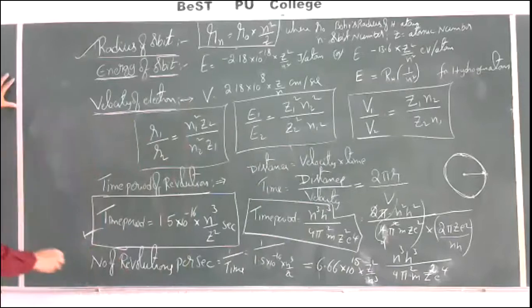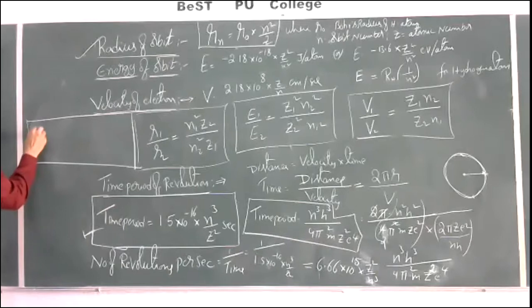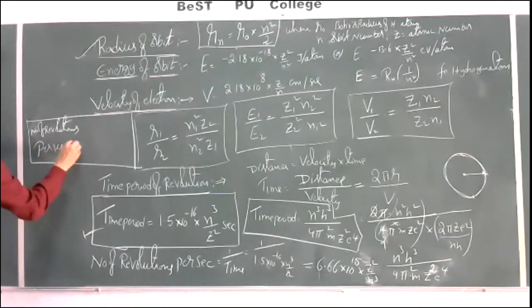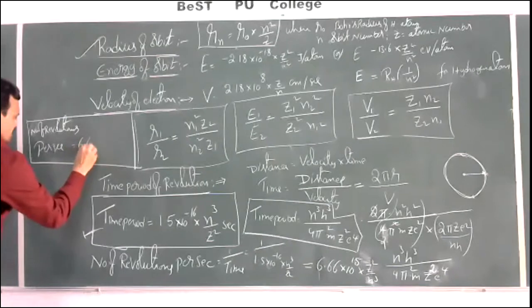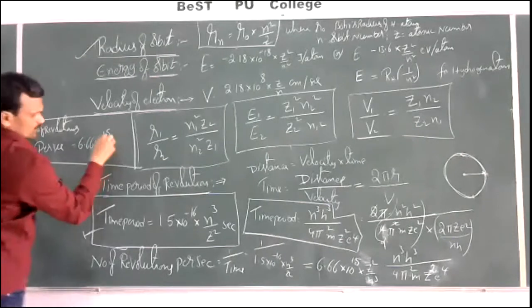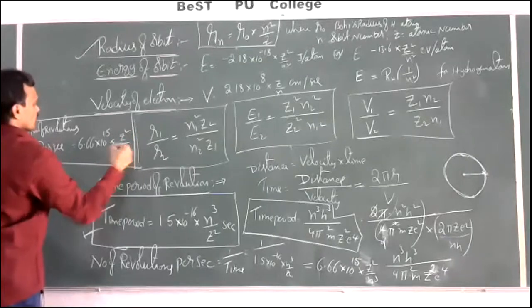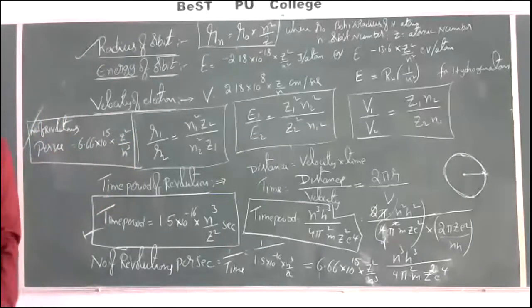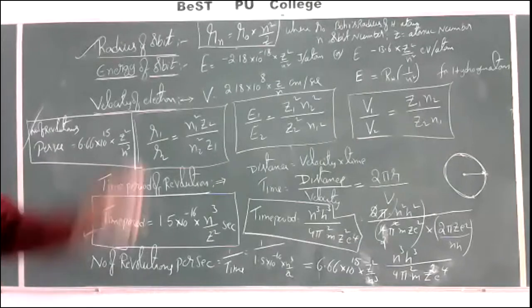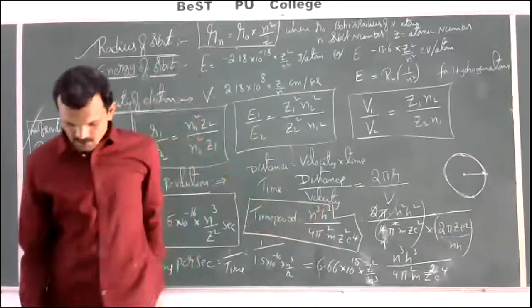I just highlight the formula here. Number of revolutions per second is equal to 6.66 into 10 to the power of 15 into z square by n cube. This is the formula to calculate the number of revolutions per second. So overall, just remember the formulas. What I have shown here, the derivations, are all not necessary for PUC examination.